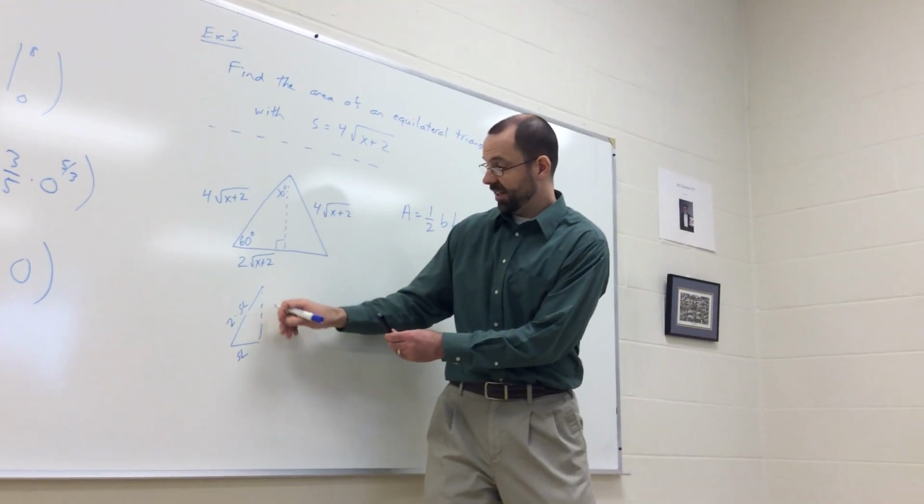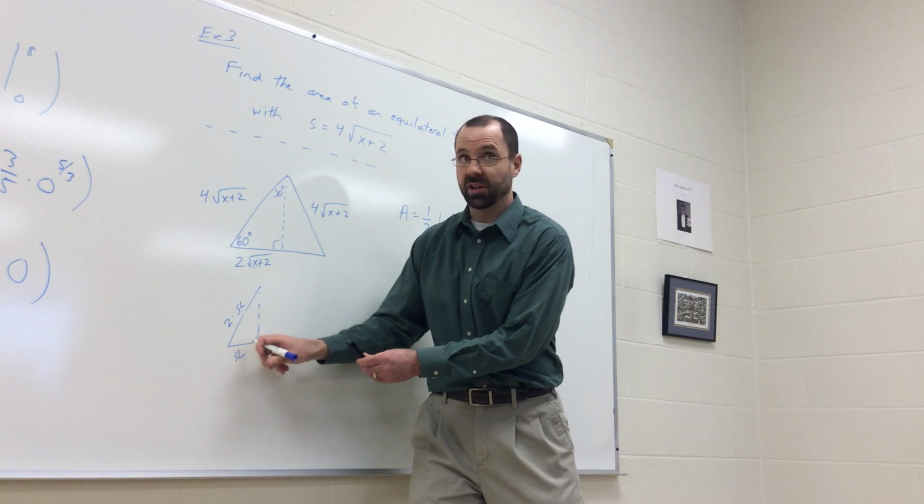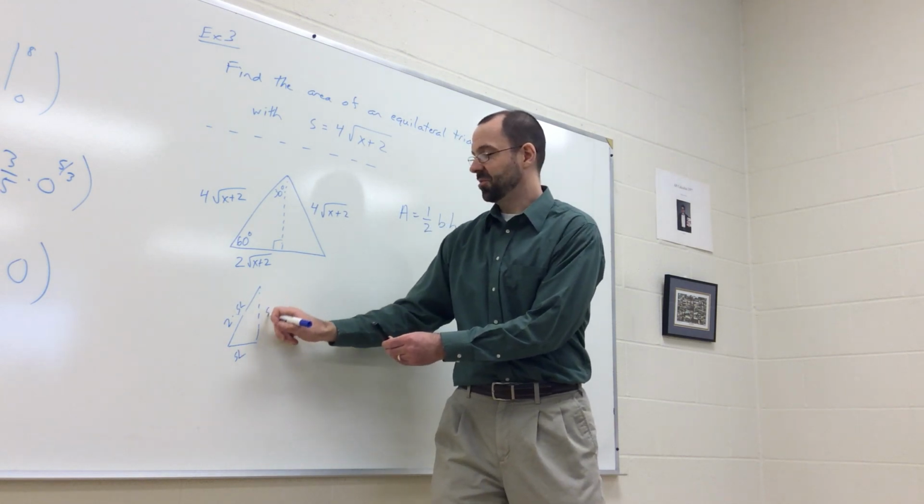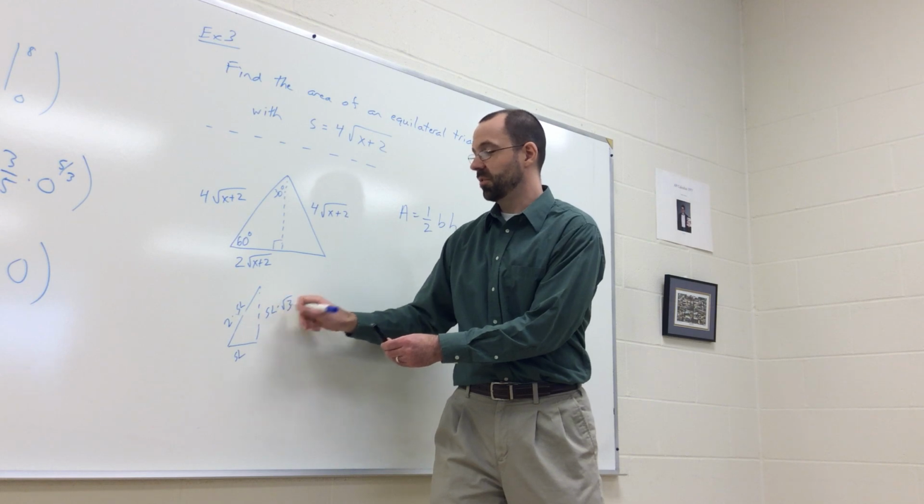All right, now how do you get the long leg compared to the short leg? It's the short leg times the square root of 3.